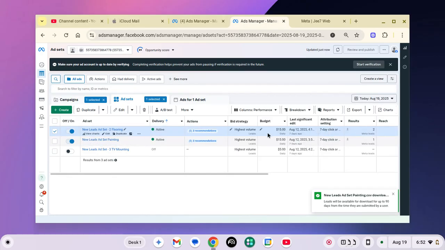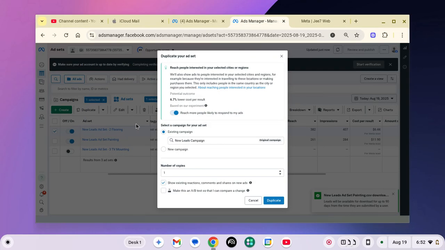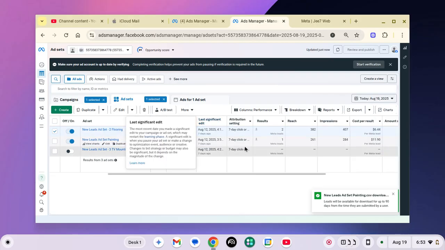So what I would do in this case scenario is run this for a couple more days and duplicate this asset. So that's how I would scale this up. So this will become flooring 2, and I'll just click this button right here that says duplicate. And then the only thing I'll do is just click this duplicate button right there. But I'm not going to do it because I want to run it for some more days.